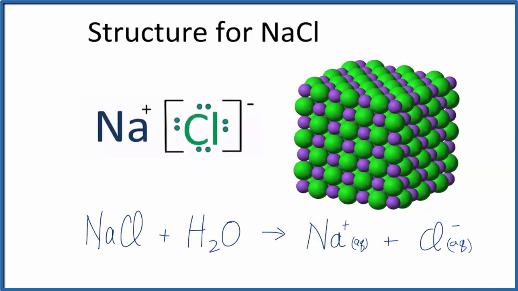So once the sodium chloride dissolves in the water, it breaks apart, it dissociates into the sodium and chloride ions, we don't have a crystal anymore. These are surrounded by water molecules. If we let the water evaporate, we'll go back to having solid NaCl, and we'll have our crystal again.